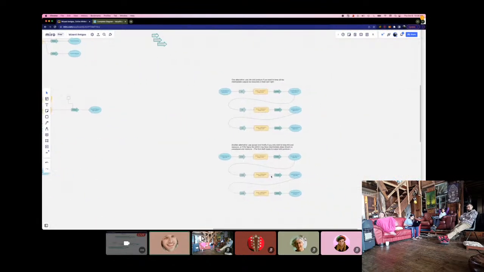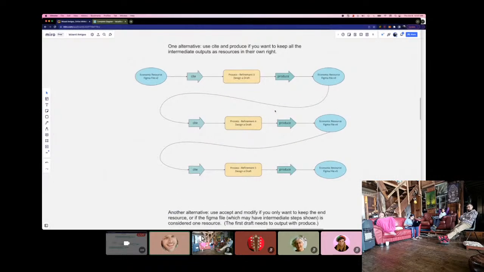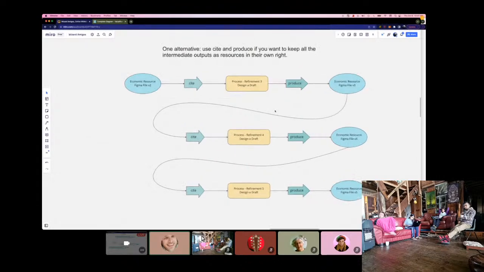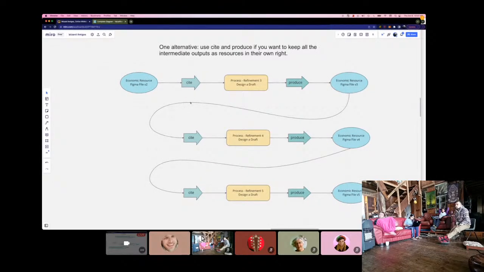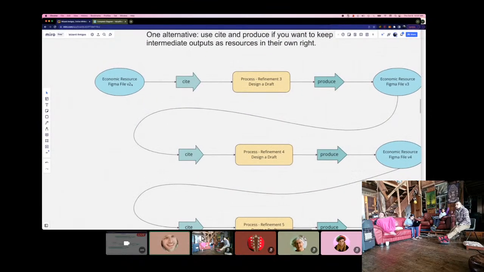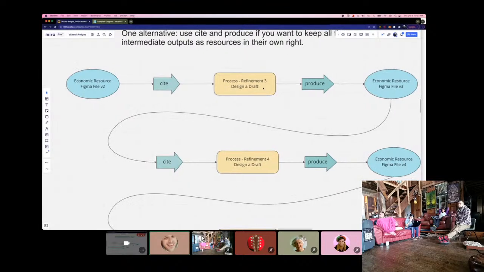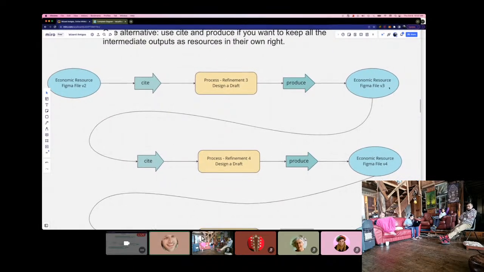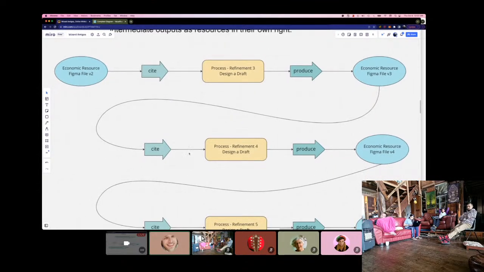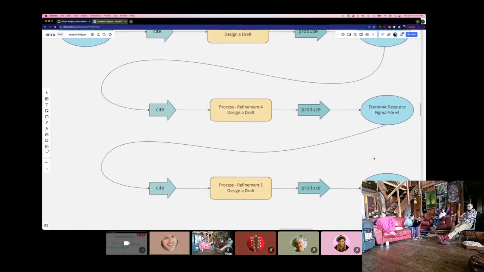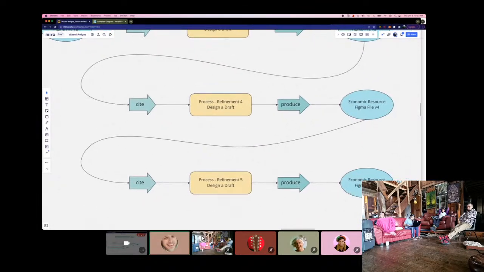All right, so zoomed out, these two resource flows look pretty identical, but depending on what you're trying to do, the outcome will be different. So here's the first one. We're going back to the Figma design process. We start with a resource called version 2, and we're going to cite it. Then it goes into a process where we're designing it, Refinement 3, and we produce version 3. We go through the process again where we cite it, we do a refinement, and we produce version 4, and again, process 5, and then version 5.